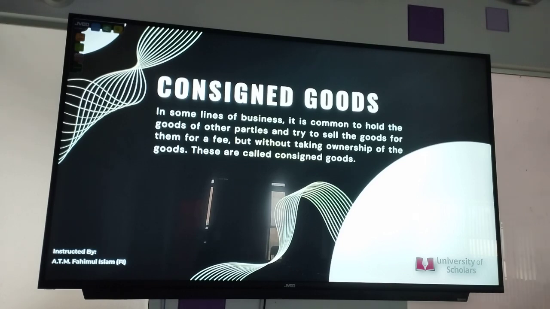Let's learn about a new topic, which is consigned goods. Consigned goods is basically a system of holding a number of goods in lieu of a certain percentage of commission. If you can read the slide, it says, in some lines of business it is common to hold the goods of other parties and try to sell the goods for them for a fee, but without taking ownership of the goods. They are called consigned goods.